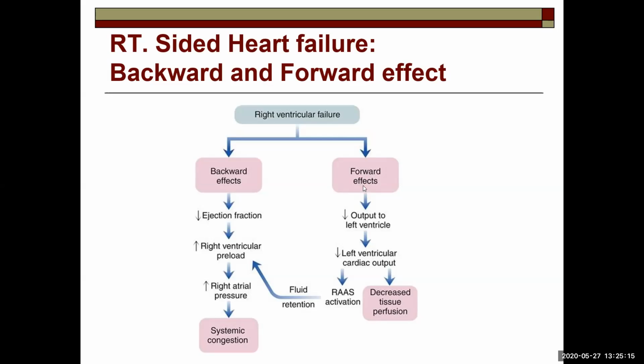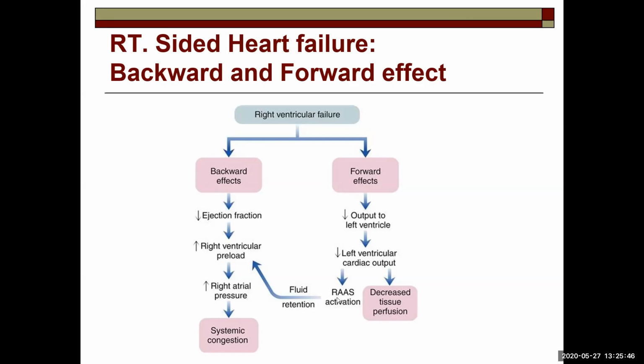The forward, you're not going to send enough blood into the lungs. So when that is not enough, then the lung is not going to send enough blood to the left side. So your cardiac output is going to be less of the left ventricle. And then you're going to have less cardiac output in general. And then you have decreased tissue perfusion because you don't have enough oxygen and blood going out of the left ventricle.